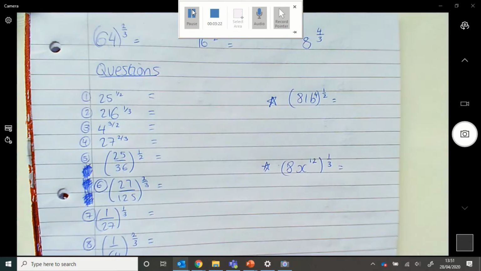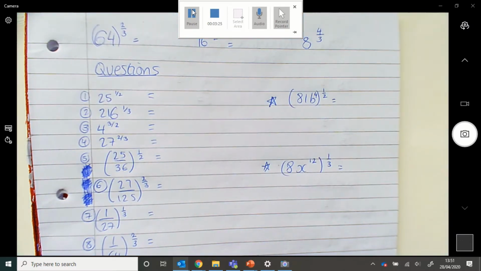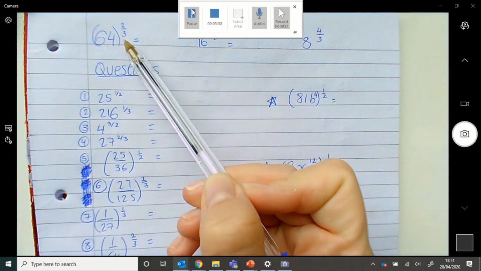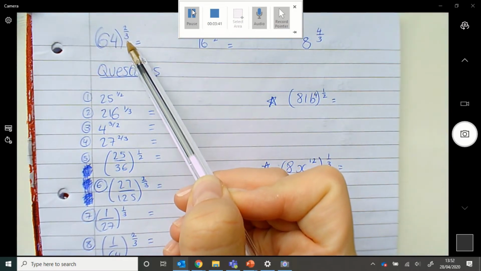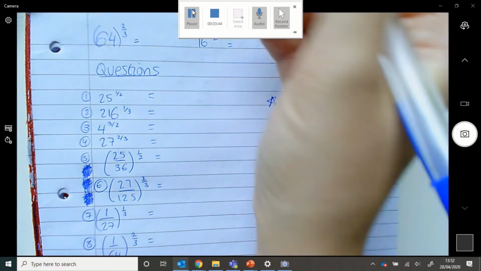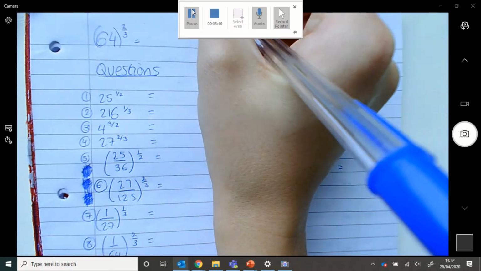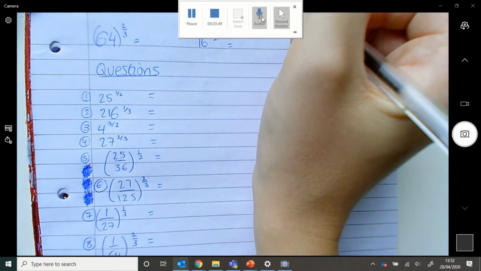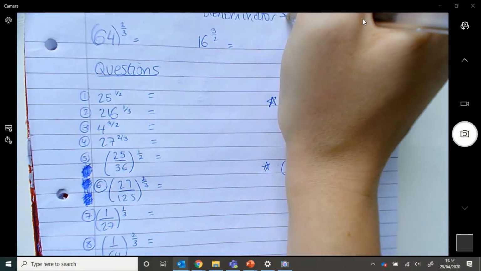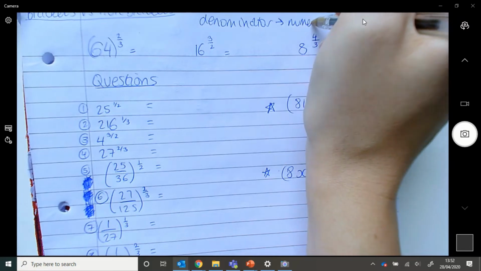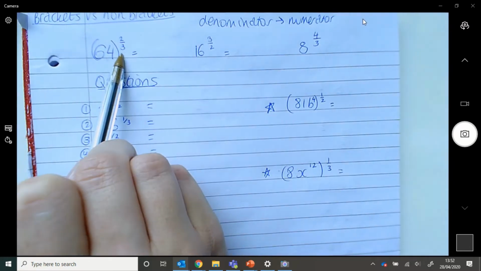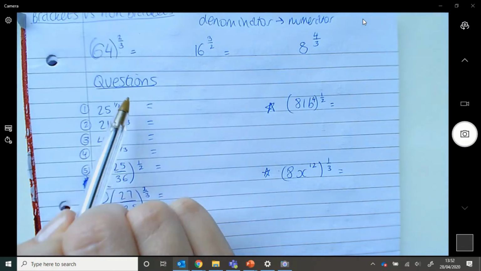Sometimes you'll see it written in brackets, sometimes you won't see it written in brackets. The brackets are there just to say that the power is affecting everything that's there. Okay, so I've just seen on my previous example that if I have a fraction with a denominator of a 3, which I do, it means cube root. Okay, so that's what I'm going to do first. I always do the denominator before my numerator. So I do the denominator bit of the power first before I think about the numerator.